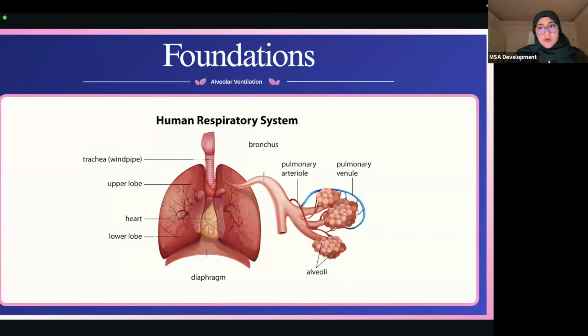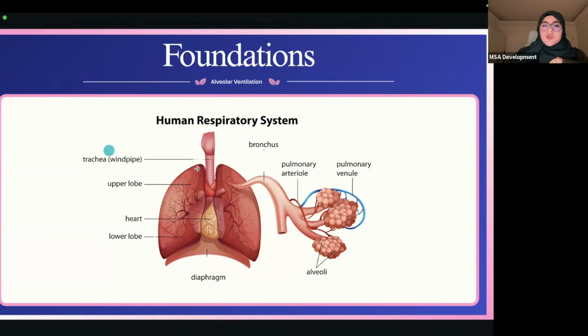Okay, so before we talk about alveolar ventilation and all the microscopic details, we have to talk about the macroscopic details. We have to zoom out and look at what we're studying, right? So the human respiratory system. Let's take a deep breath in, okay? Where did that air just go, right?